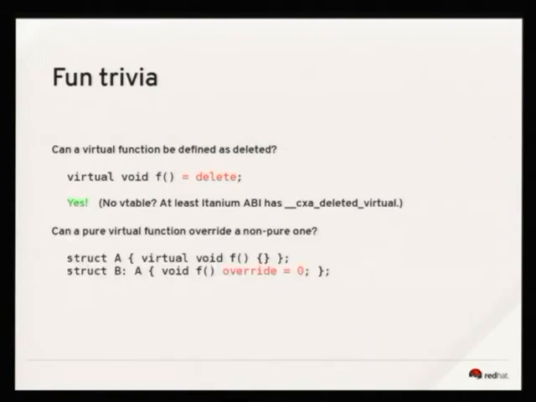We can extend that to, can a pure virtual function, a pure virtual, can it override a non-pure one? Does that make any sense? Undecided as well. So yes, that works as well. And that one actually could be useful because there are some places in the code where we have virtual functions that should never be called, and we have some asserts in there. So we could either make them pure or deleted, and that could actually be used to clean up a few places in the code.